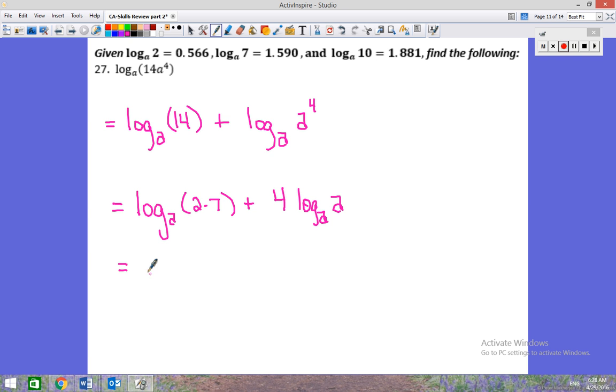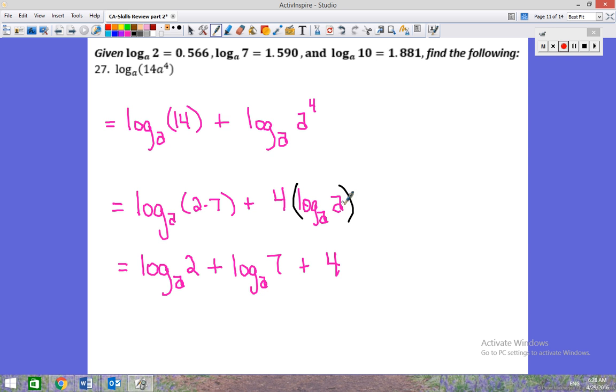The log of this product, I can take the log base a of the first factor, 2, plus the log of the second factor, 7. And remember, this logarithm equals an exponent. A raised to some power is equal to A. Well, this is just a fancy way to write the number 1. A to the first power is equal to 1.